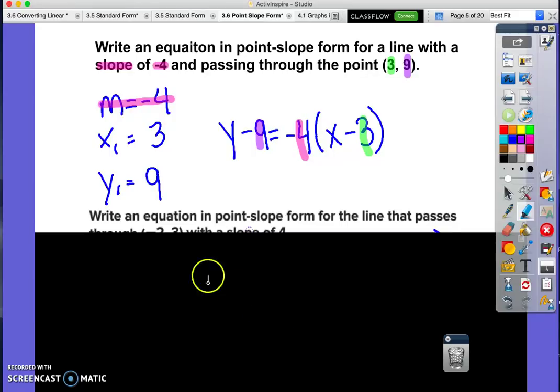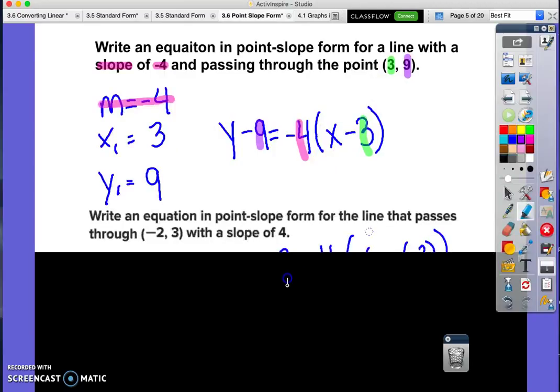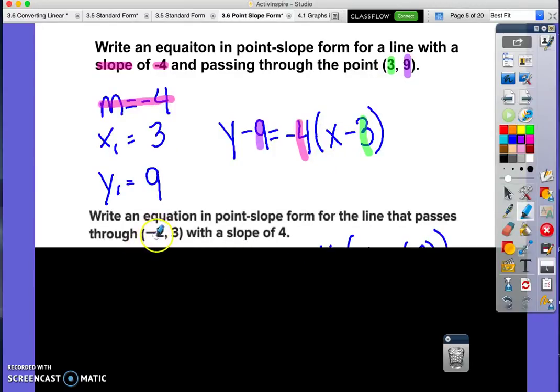Okay, so it's still y minus the y point, which was 9, equals the slope, or -4, times the quantity x minus 3. Okay, so now this one's a little different with a negative, and I'll show you how that will change our equation. So write an equation in point slope form for the line that passes through -2, 3 with a slope of 4. So our slope is 4.